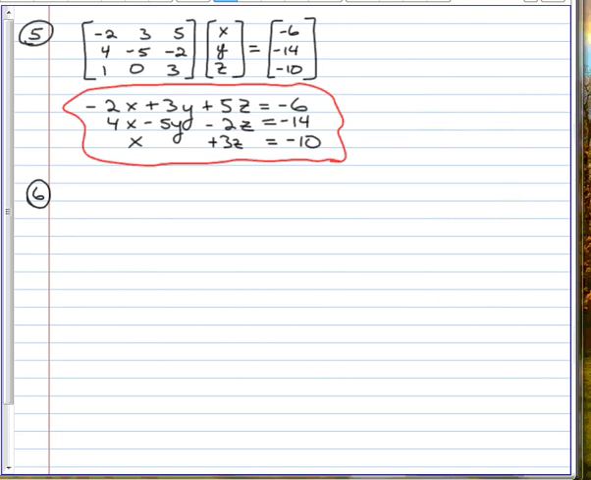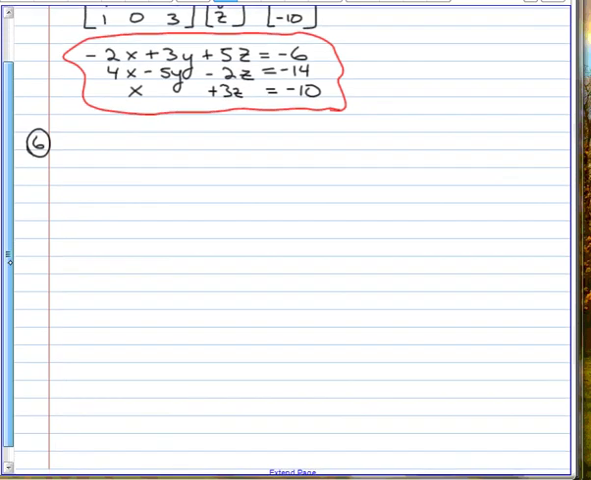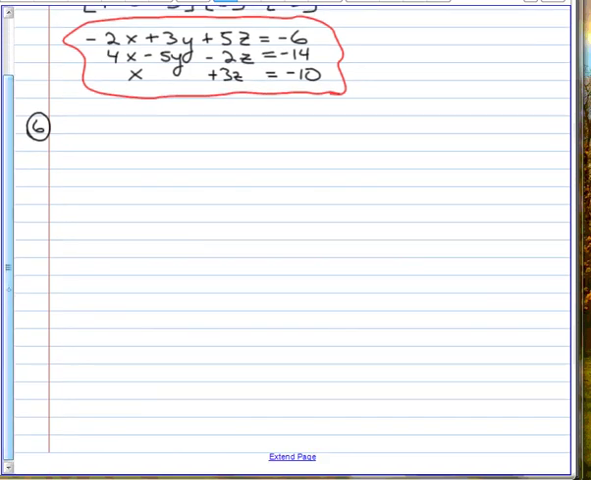Find the row echelon form of the augmented matrix for problem number 5. Oh, they're tricky. Now they're going to make you do some work. So what do they mean when they say augmented matrix? What they mean is you need to include in one matrix all the coefficients and the answers down there.